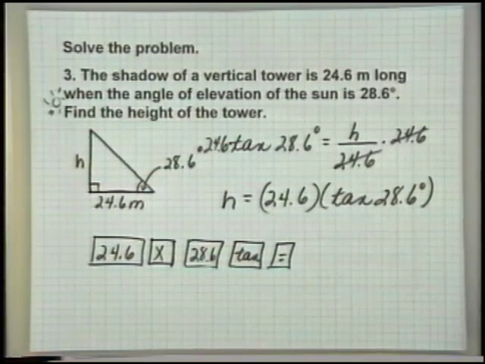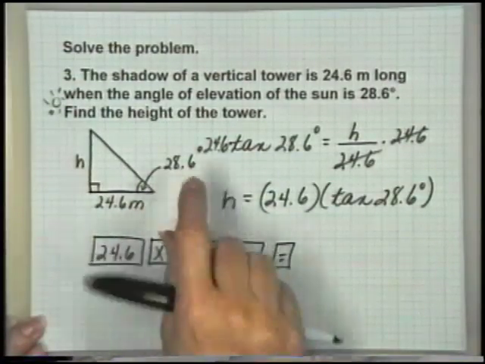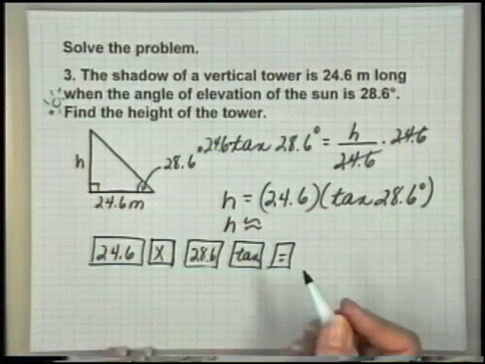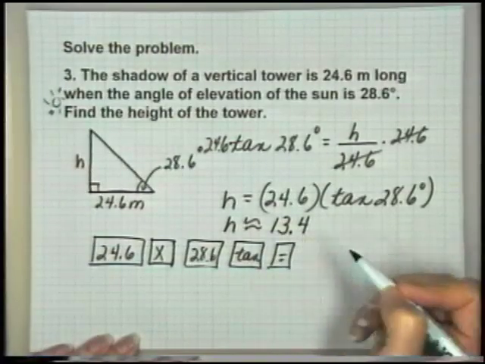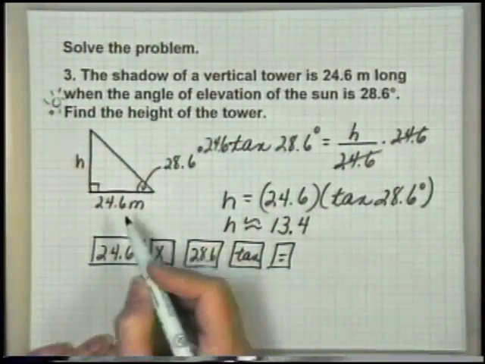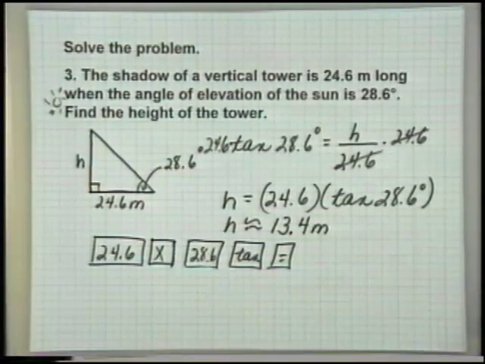And we get 13.4 something. What do we need to round to? Well, this is 3 significant digits, and that's 3 significant digits. So let's round to 3 significant digits. It would be 13.4. And what would the measure be? It would equal meters, wouldn't it?